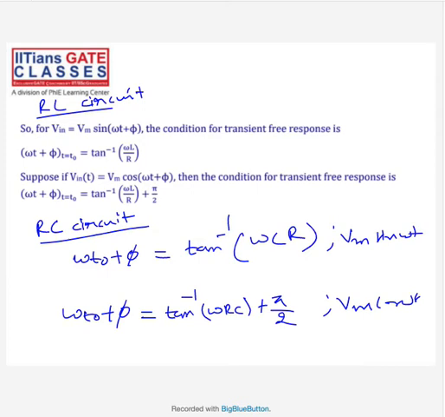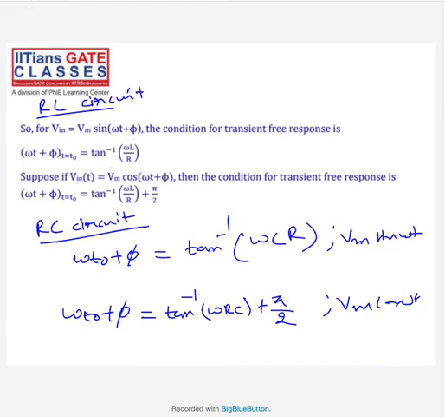You understand this? Shall I repeat? What I did, this is the condition I got, phi equal to tan inverse omega L by R if it is closed at t equal to 0. If it is closed other than t equal to 0, say t naught, this is what I'll get: omega t naught plus phi is equal to tan inverse omega L by R.